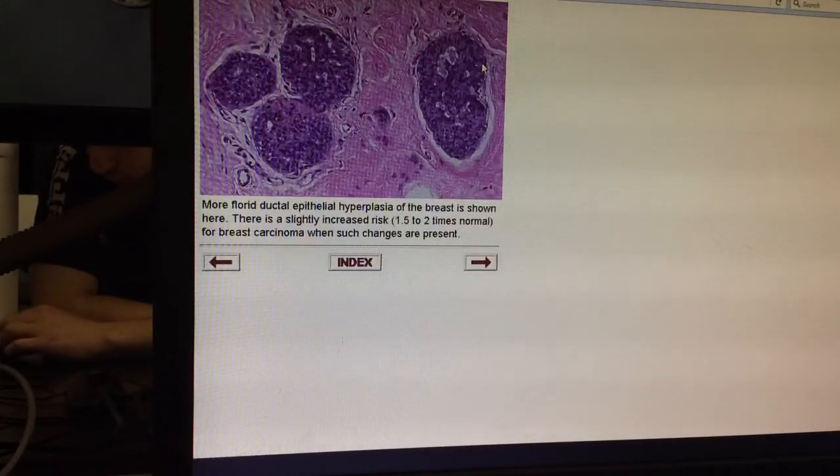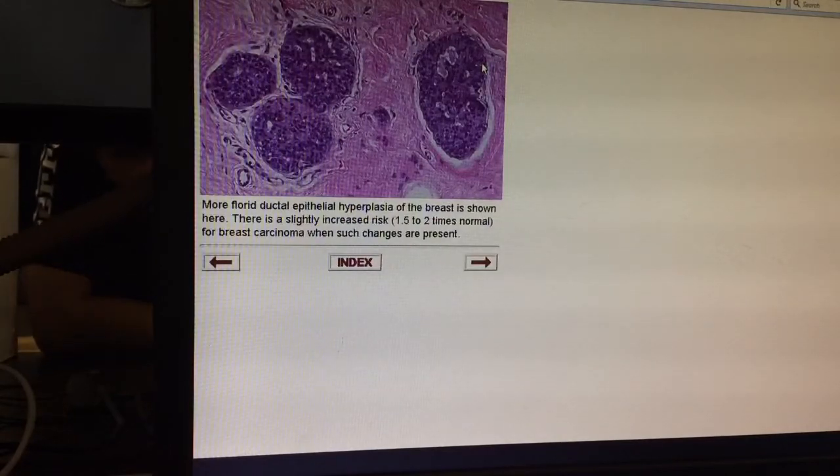When we find proliferation of 1 cell type, it's a precursor for cancer and is called ductal carcinoma in situ. Okay, so the proliferation in hyperplasia is in 2 cells, the myoepithelial cells and the epithelial cells. The myoepithelial cells usually surround the exterior portion of the duct, and the epithelial cells are found inside. Okay.